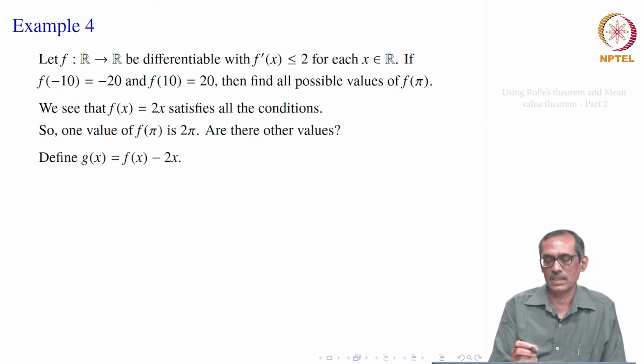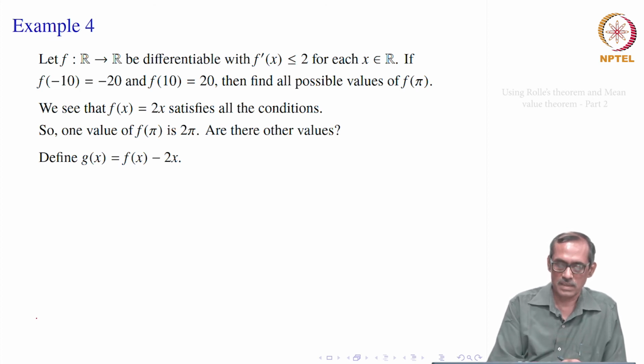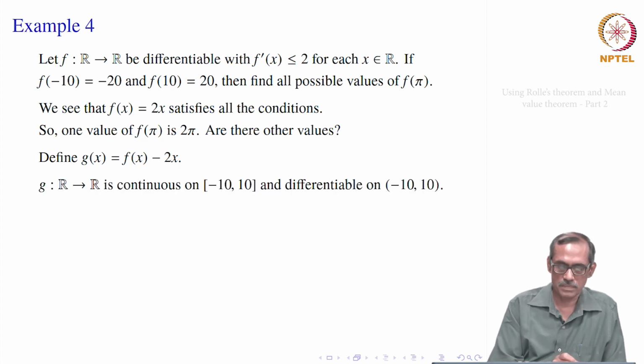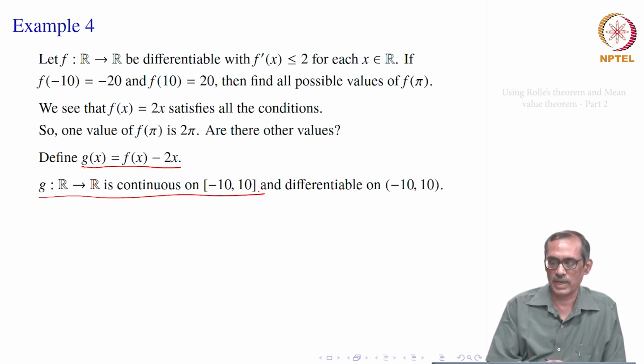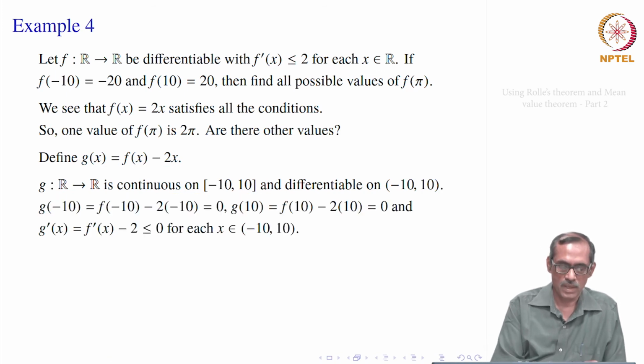So, let us define another function g x, which is f x minus 2x. If we can show that g of x is equal to 0, then that would finish the problem, right, that it is the only value. Okay, let us see. Now, g x equal to f of x minus 2x, and g is continuous on minus 10 to 10 and differentiable on the open interval minus 10 to 10. So, you can use mean value theorem or Rolle's theorem, whichever you want.